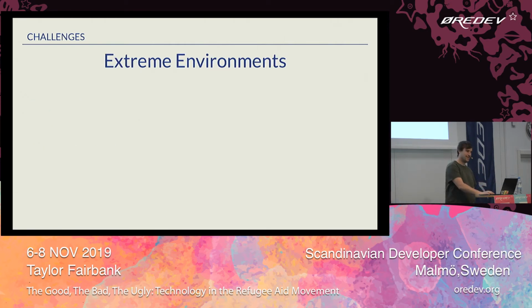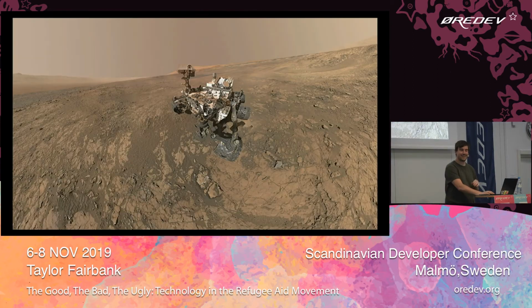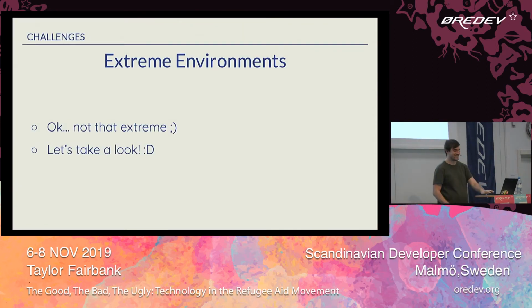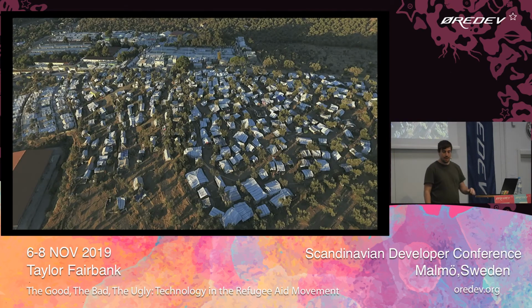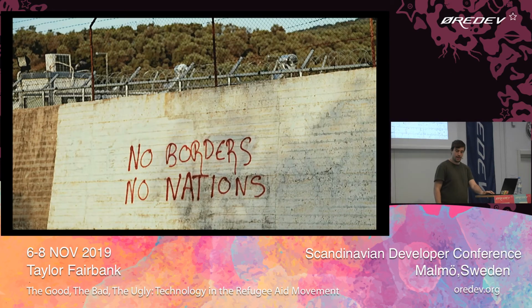So, extreme environments, kind of wrapping up this section. Maybe not that extreme, not quite. But there is tech out there that helps search and rescue NGO ships in the Mediterranean, middle of the ocean, no cell towers around. This is the Moria refugee camp on the Greek island of Lesbos. It is not in town. It's 6 kilometers from town, and there's very little infrastructure out there. It's built in a former prison.